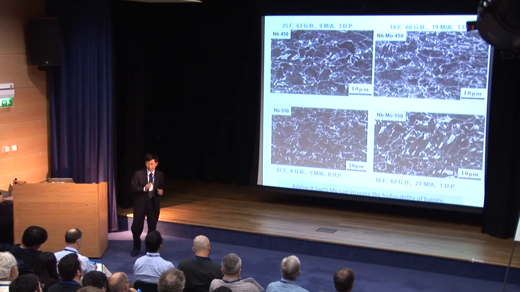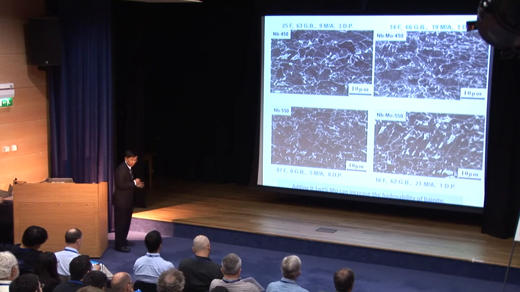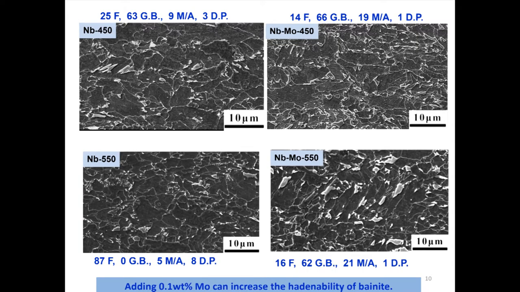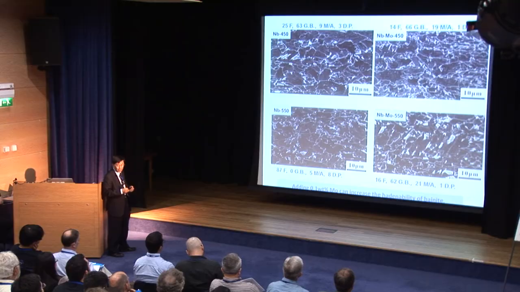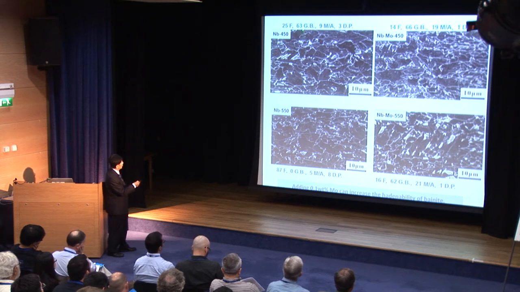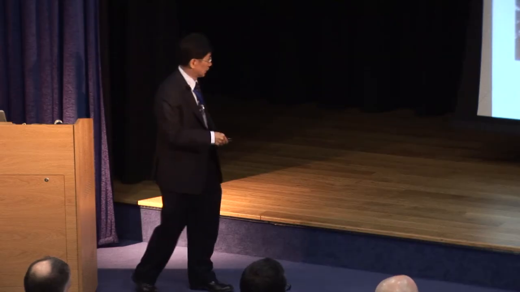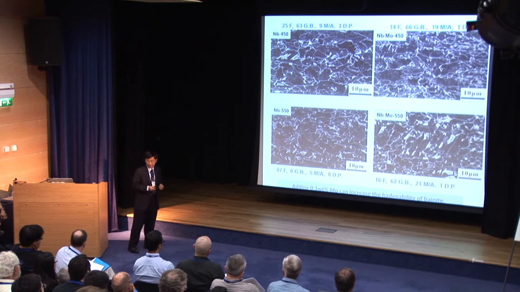So based on this concept and technique, we quantitatively estimate the data for the niobium 450 strip and the niobium-moly 450 strip. Here we consider adding 0.1 moly, and we can have a higher hardenability of bainite. So the granular bainite increases from 63 weight percent to 66%, and the ferrite decreases from 25 weight percent to 14%. So the moly addition effect is quite significant.